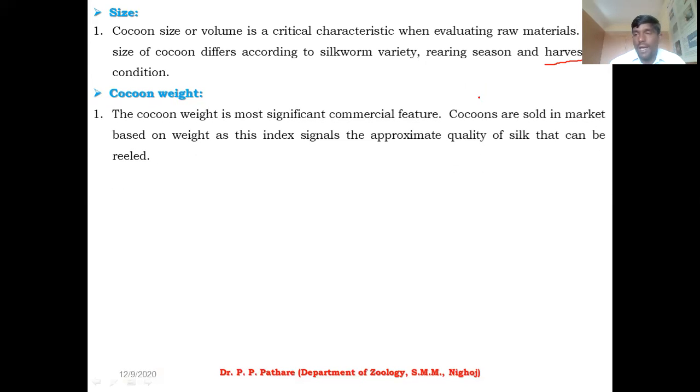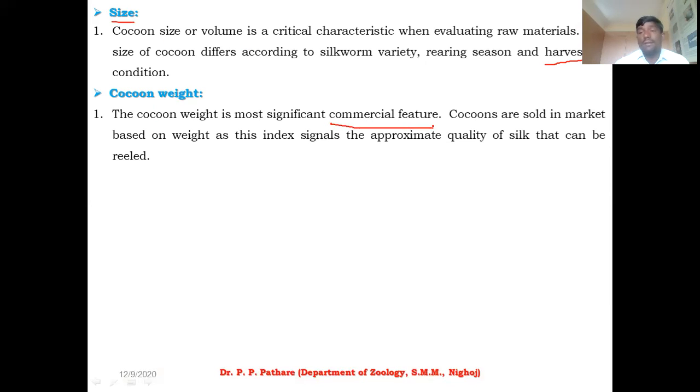Next important point I told you is weight. Weight is affected by size, because if your size is small, the weight is again less. Your cocoon is sold on the basis of weight, per kg. Do you understand? You have to sell cocoons by the kilo. Do you understand? So this is very important. Weight is very important. The cocoon weight is the most significant commercial feature.